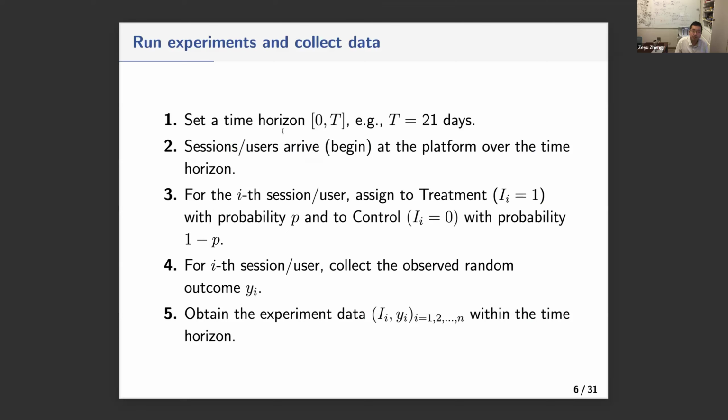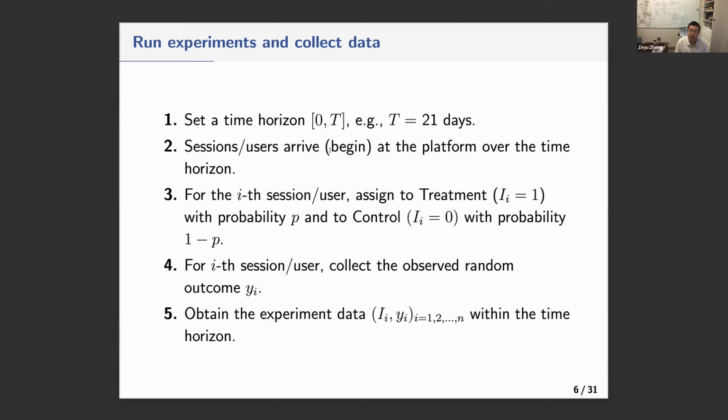Some notation I'd like to specify, and also to describe, for A/B tests, what exactly the phases of running experiments and collecting data are. Usually we think about a time horizon, denoted here by big T, let's say 1 week or 3 weeks. And sessions, as mentioned briefly, can be thought of as equivalent to users without tracking the ID.